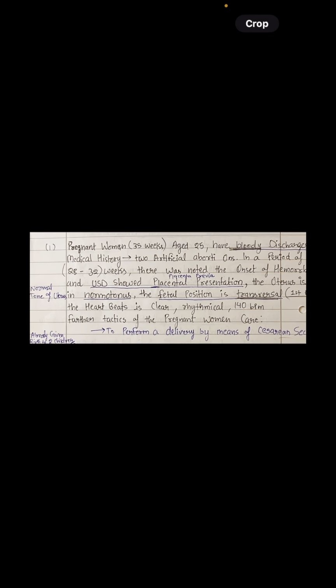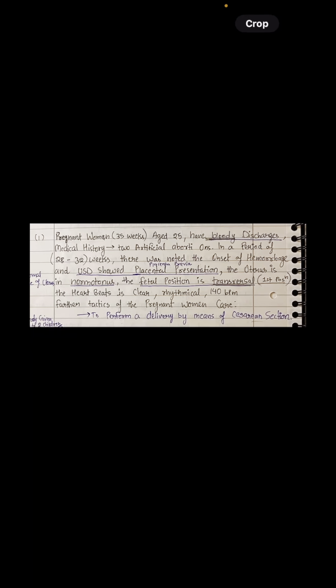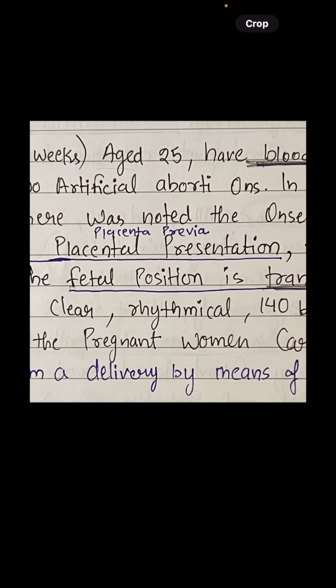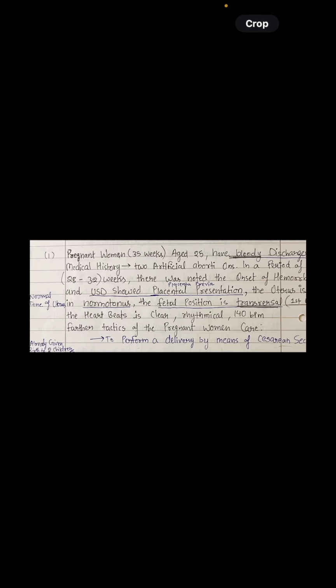Let's see some questions. In the first one, the patient is a woman at 35 weeks of pregnancy. She is 25 years old and has bloody discharges, with a medical history of 2 artificial abortions at 28 and 32 weeks. So she has a history of abortions. The onset of hemorrhage was noted, and ultrasonography showed placental presentation. So when placental presentation, placenta previa, is there, we already know that we have to go for the surgical treatment.